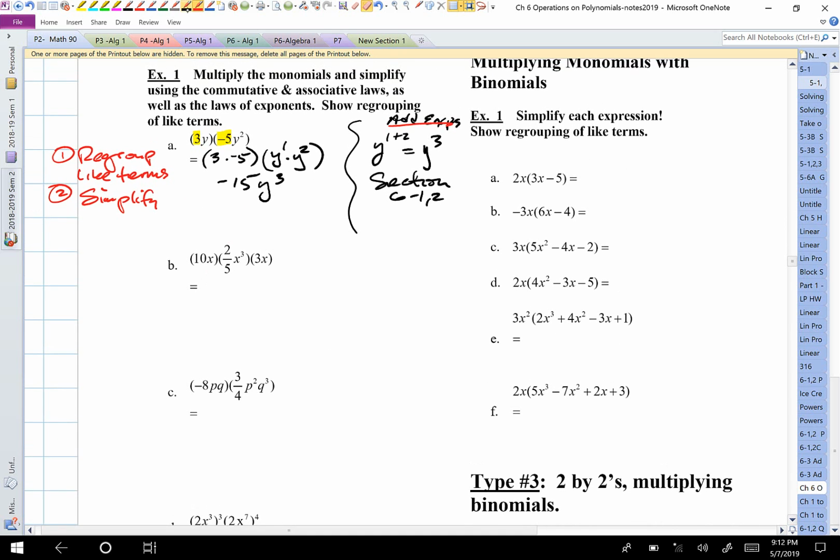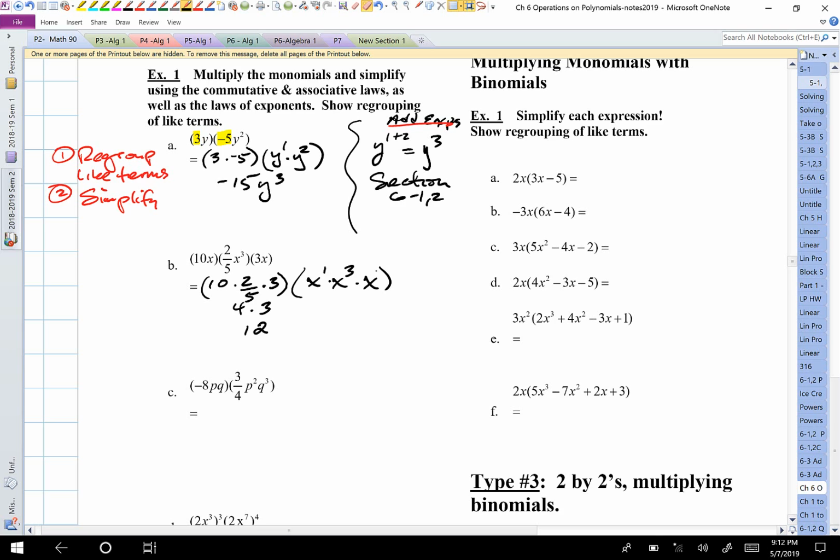So on this next one, when you take 10x times 2/5 x cubed times 3x, you regroup your constants. So 10 times 2/5 times 3 is your first group. Second group, your variables, x times x cubed times another x. So you notice you do that, and then you simplify. 10 times 2 is 20, divided by 5 is 4. So this is 4 times 3, or 12. So I know my answer is 12 times something.